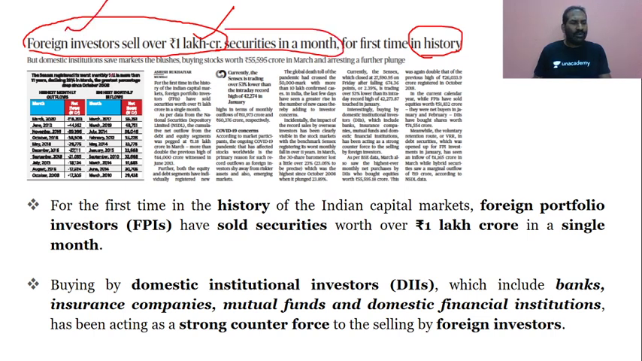And this is very important again from the prelims point of view, that never in history have securities been sold in this kind of volume by foreign investors in the Indian stock market. The foreign portfolio investors have sold the securities in a single month, never before in the history of the Indian stock market. But there is something happening contrary to the FPIs. FPIs, foreign portfolio investors, are selling the securities.